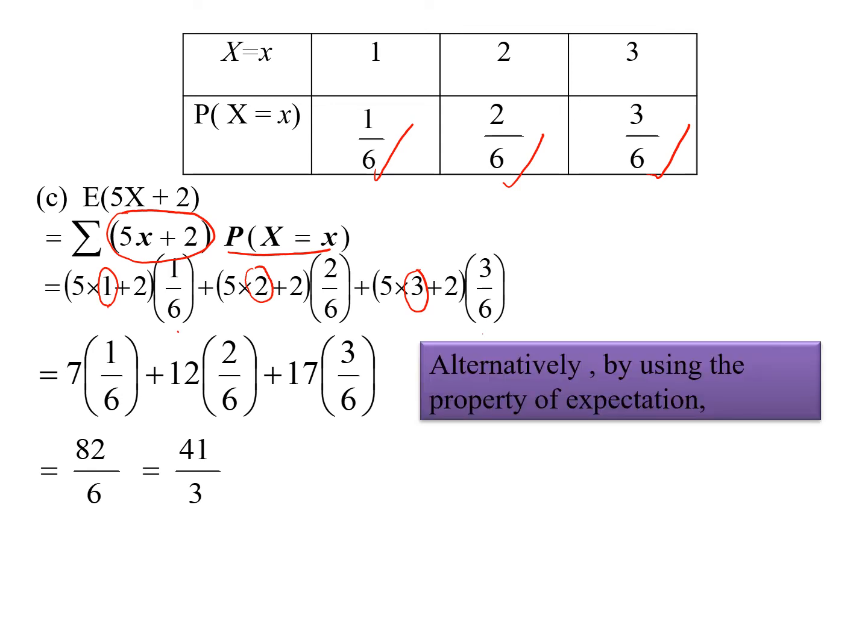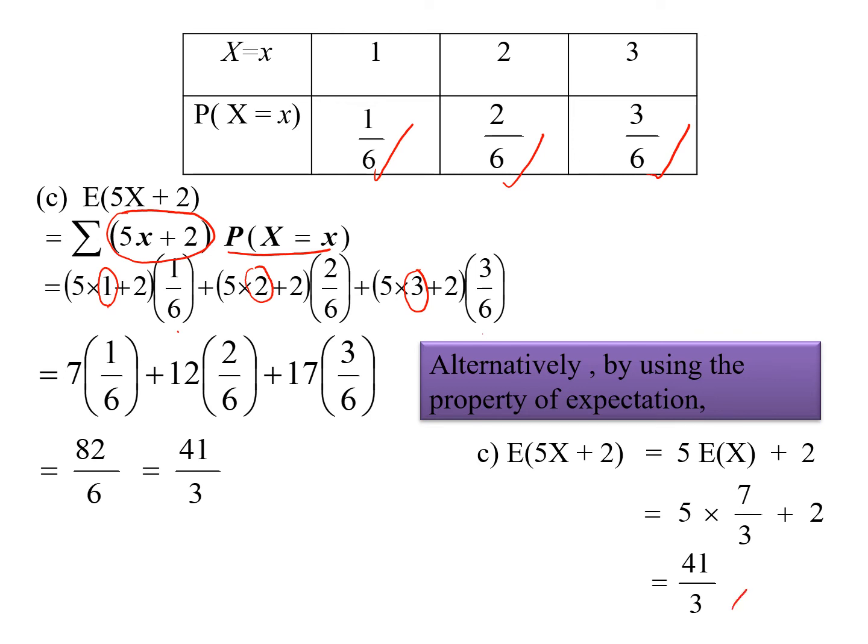Alternatively, by using the property of expectation, we also can solve part C as E(5X plus 2) equals 5E(X) plus 2, where we get our E(X) from part B, 5 times 7/3 plus 2. Then finally we will get the answer 41/3, the same as the calculation using the formula.